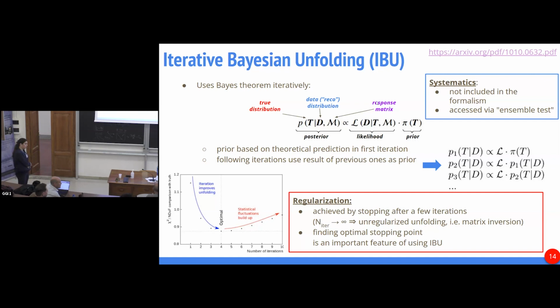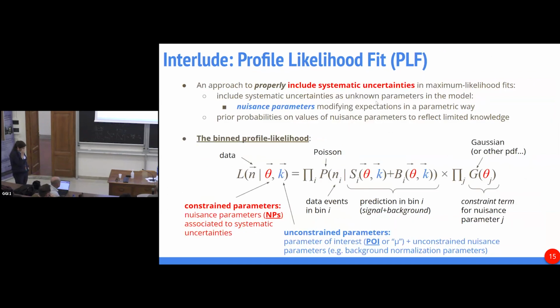Are there different problems that can come from using this and not profile likelihood unfolding? To some extent, they can give you more or less the same results if you have regularization in the profile likelihood unfolding. The one difference is that here you have regularization by construction. So in order not to have regularization, you would have to go to an infinite number of iterations, whereas in the profile likelihood unfolding you add the regularization by hand.